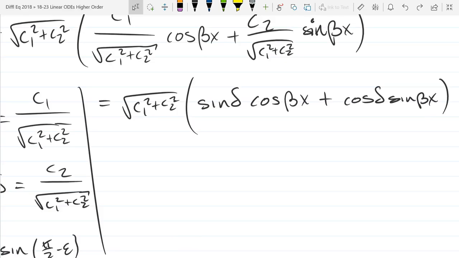There is a number in front, right there, but you could distribute that, and it would basically become your first constant. Then that square root times cos delta would be your second constant right there.